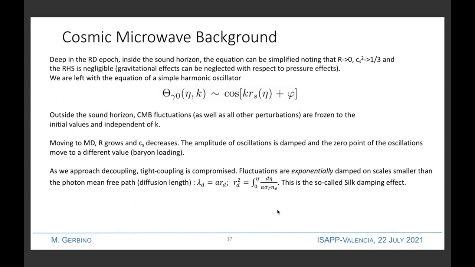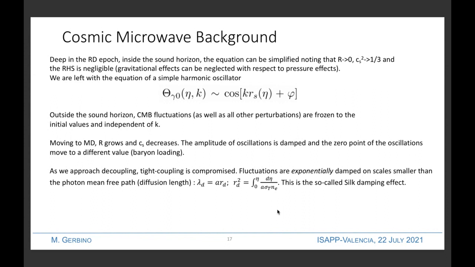When this happens, we start seeing photons that propagate freely in between two different interactions with electrons. And the effect of this non-zero mean free path between two different interactions or scatterings with electrons is more or less similar to the free streaming effect that we have discussed for neutrinos. Basically, all the perturbations that happen on scales that are smaller than the mean free path or diffusion length for photons are completely erased. And we have an exponential damping of the amplitude of photon perturbations or photon fluctuations on scales that are smaller than this diffusion length.